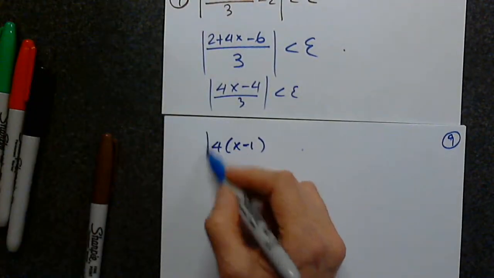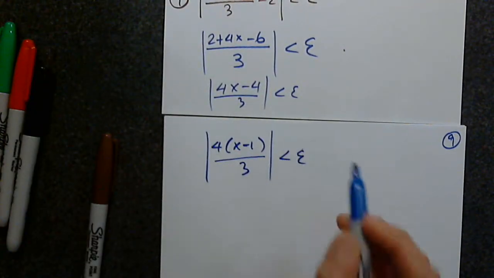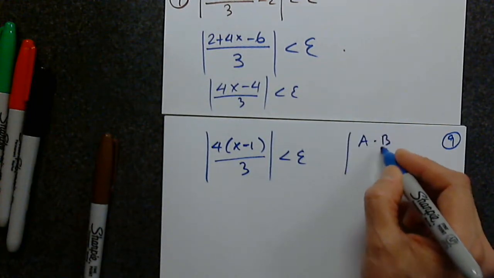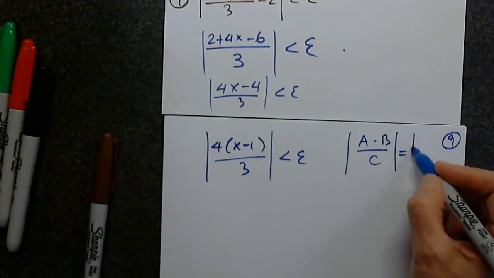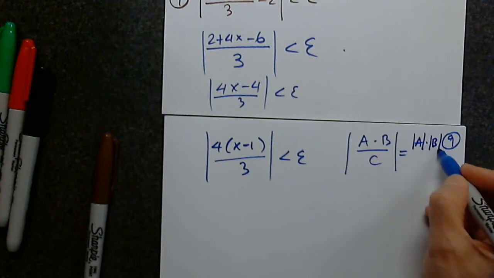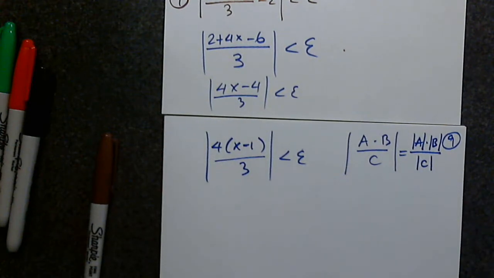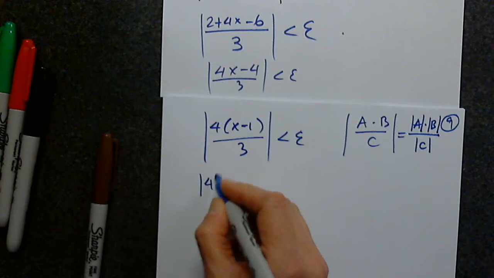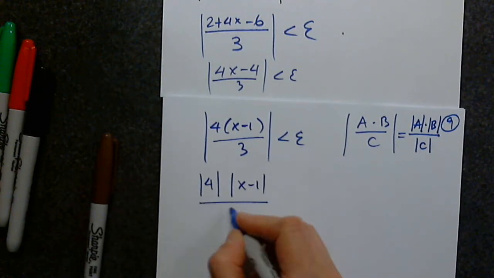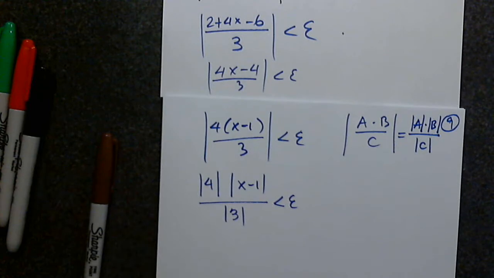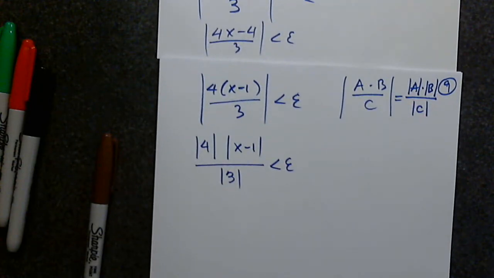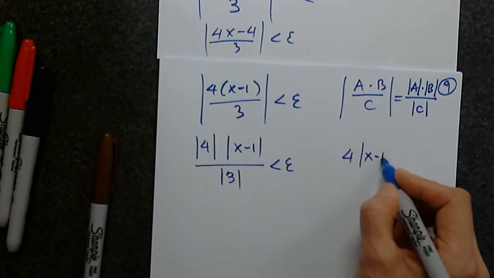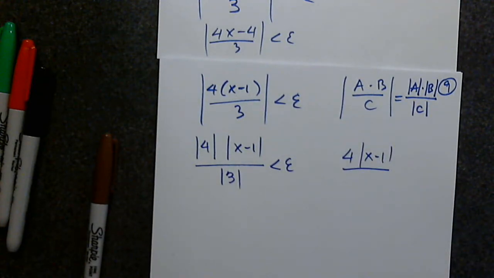Okay. So the absolute value over 3. Now I have to remind you of the fact that the absolute value of A times B divided by C is the same as the absolute value of A times the absolute value of B over the absolute value of C. This is a property of the absolute value. So I have to write it. The absolute value of 4, the absolute value of x minus 1, the absolute value of 3, less than epsilon. But the absolute value of 4 is 4, and the absolute value of 3 is 3.